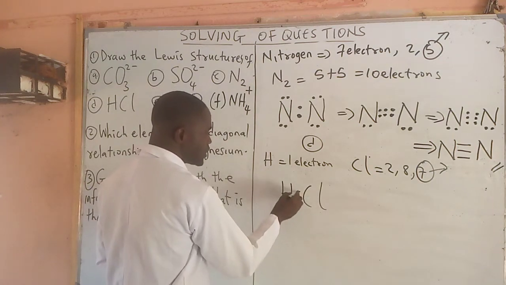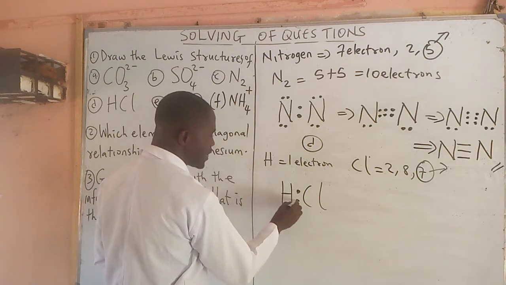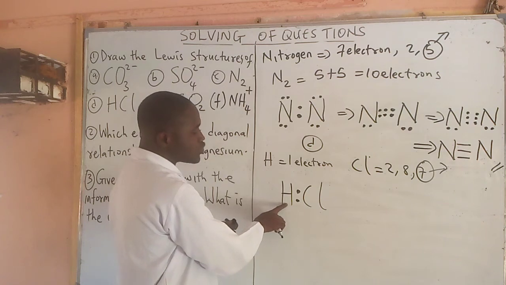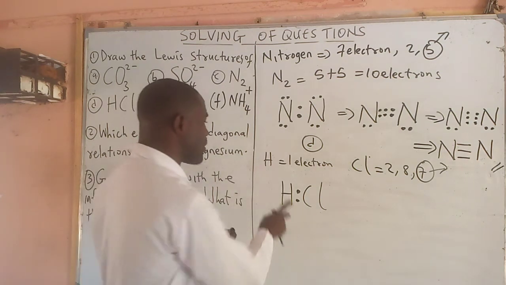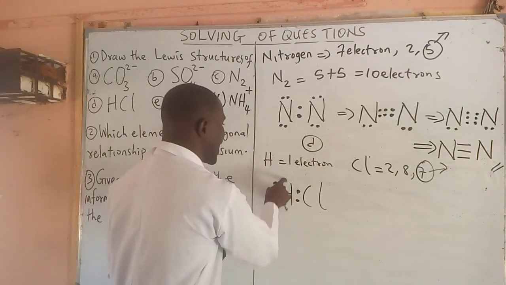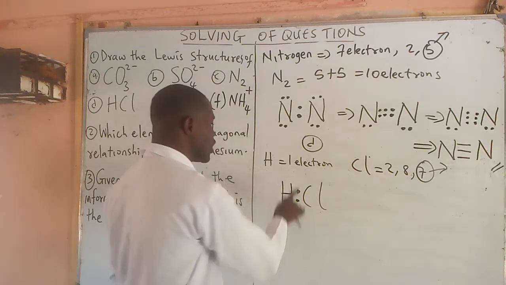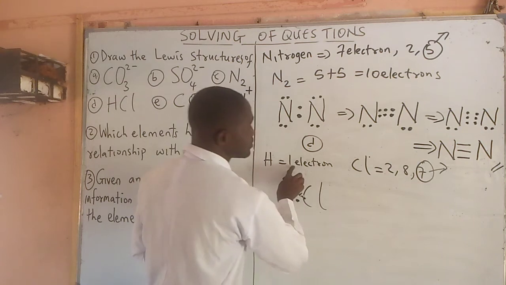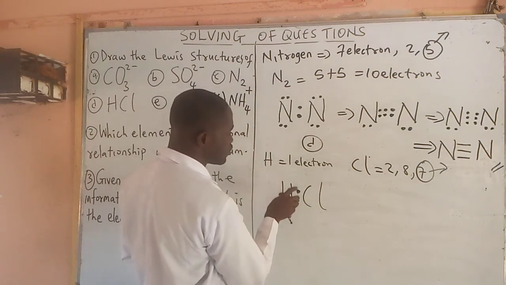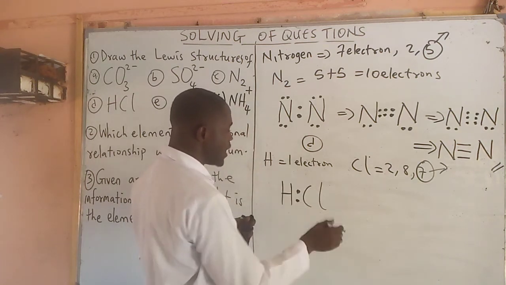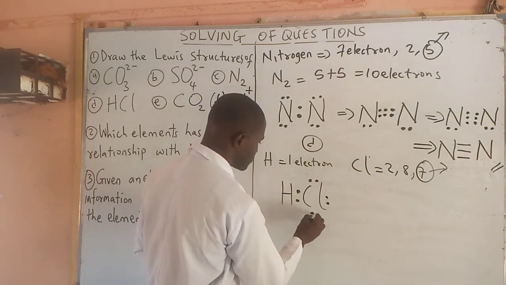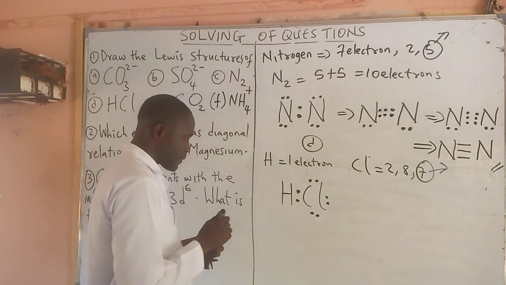Rule number 1, put a pair of electrons in between the bonded atoms. Now, hydrogen has obtained duplet structure, that is a maximum of 2 electrons. It shouldn't have a maximum of 8, so it's only 2 that it will have. It remains 7 plus 1, 8. So when you put 2, it will remain 6. You put it here. So you have put it.